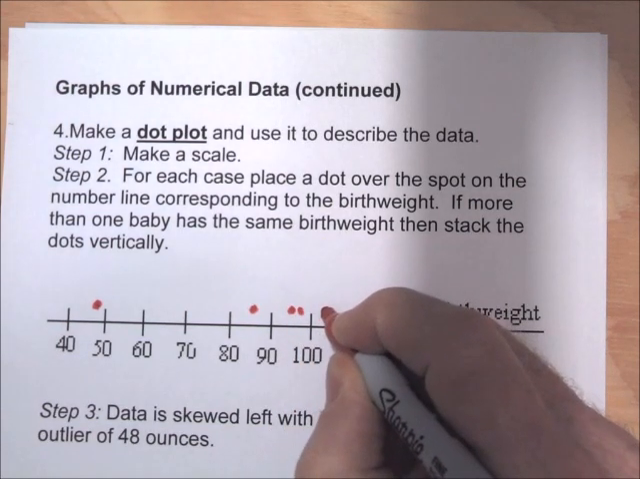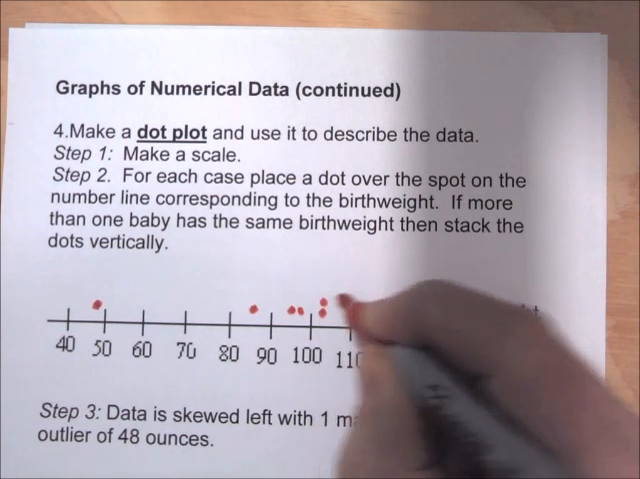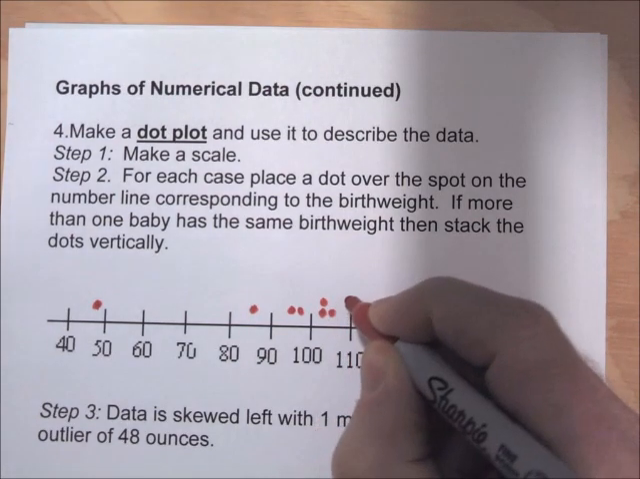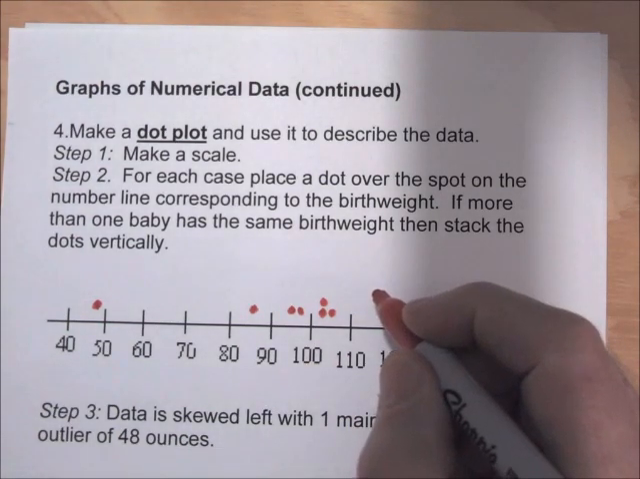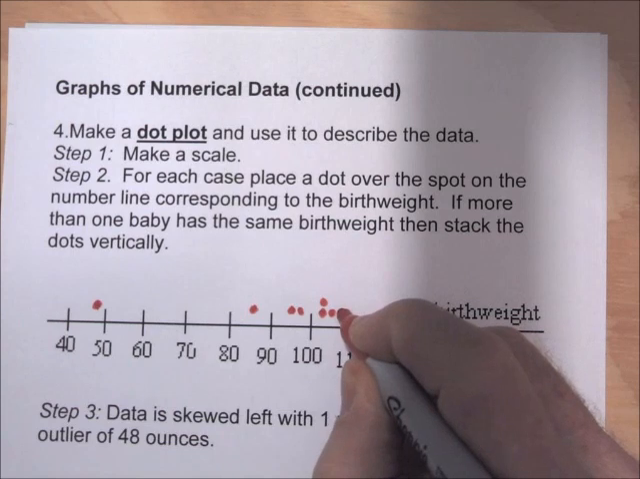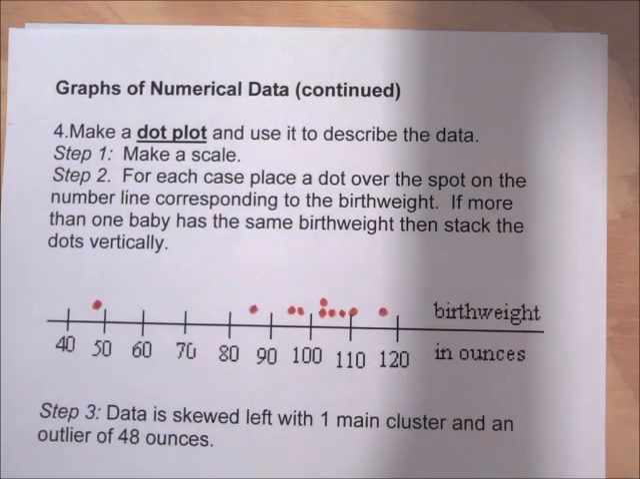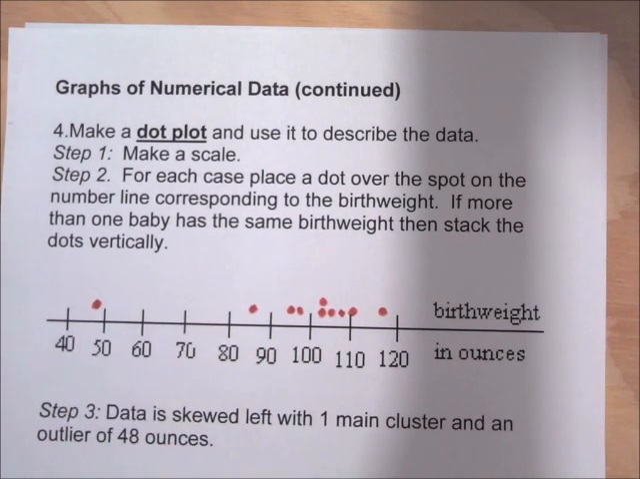We have 2 103-ounce babies. So if you have duplicate values, you want to stack the dots. And a 104-ounce baby, and see what else was, a 106-ounce baby, and a 110-ounce baby, a 117-ounce baby. So again, we have this one main cluster here. We have an outlier, 48. So the description again is pretty much the same. Skewed left.